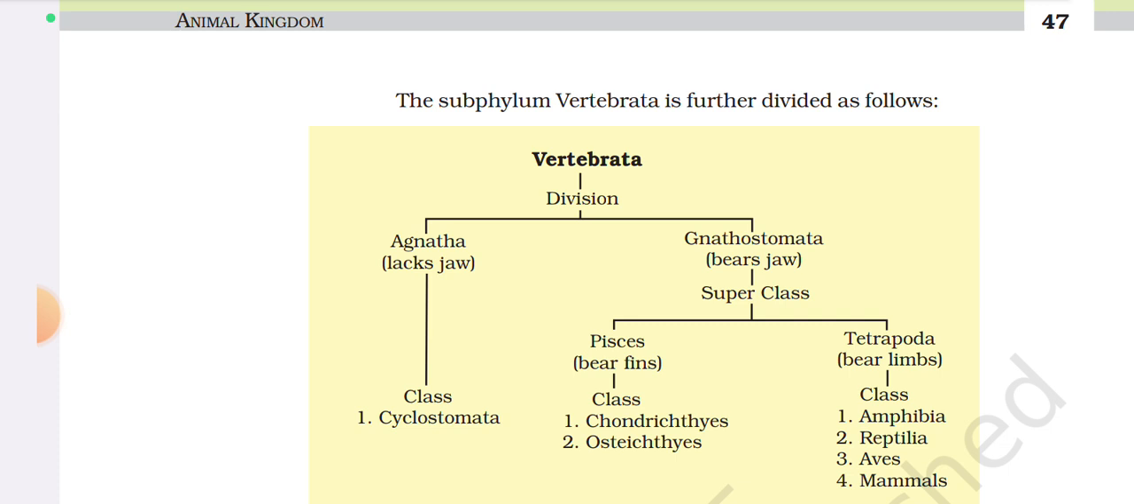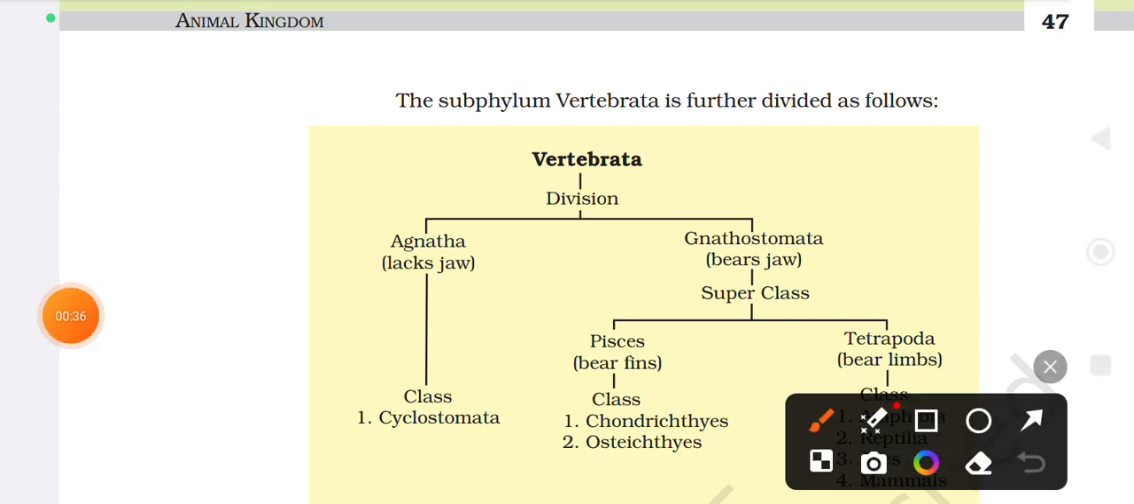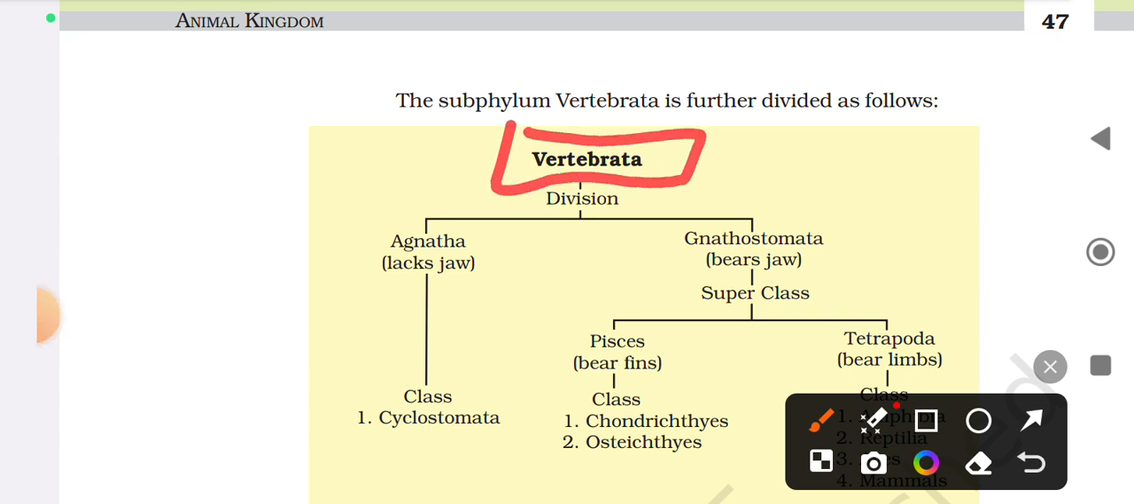So student, chordates have notochord, and when this notochord is converted into vertebral column, then we call it vertebrata. That means vertebrata have notochord and it is converted into vertebral column. That's why all vertebrates are chordates, but all chordates are not vertebrata.